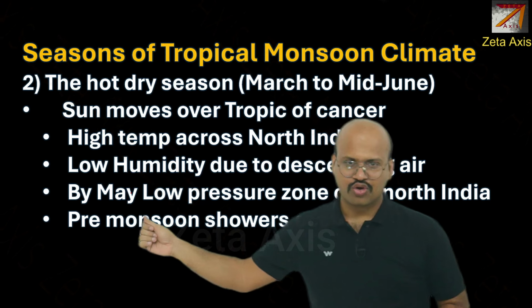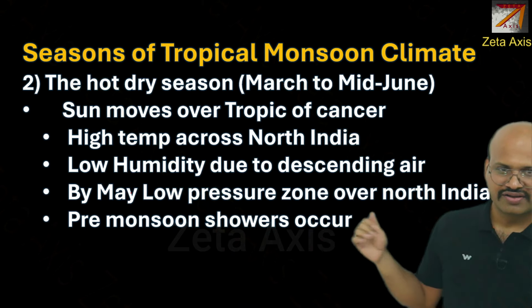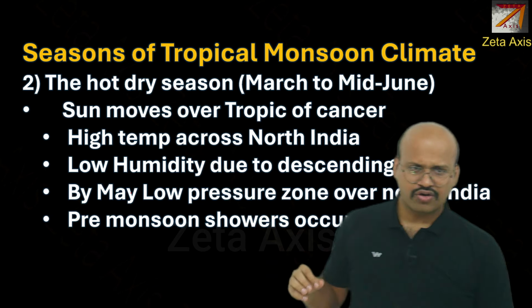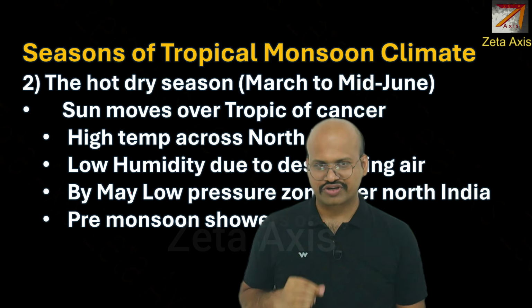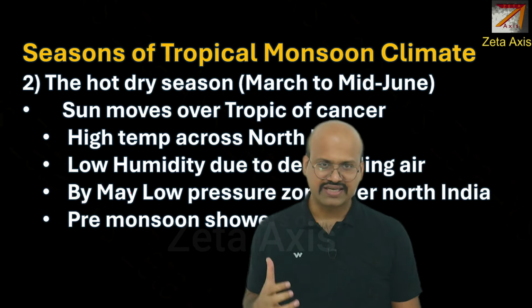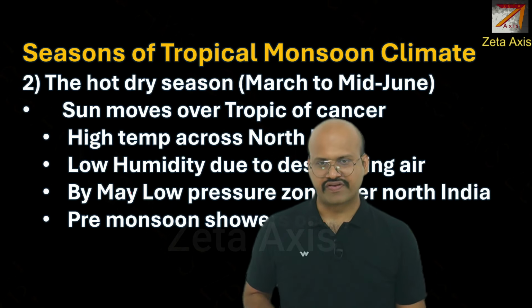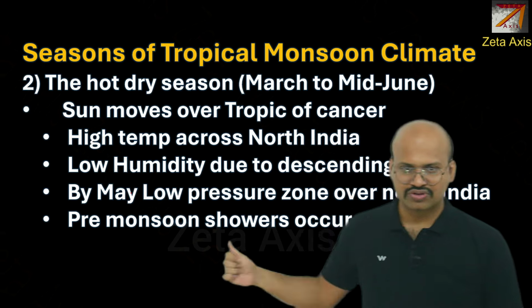By May, there is a low pressure zone over North India, and pre-monsoon showers occur. Even though the monsoon winds are not able to reach India, because of the heat, we will see convectional rainfalls in various parts of India. So they are called pre-monsoon showers.